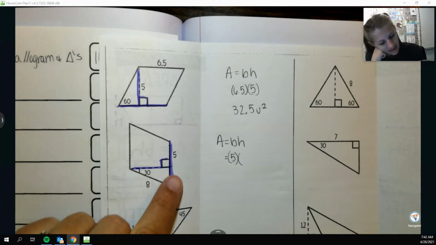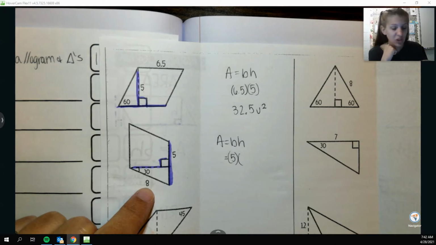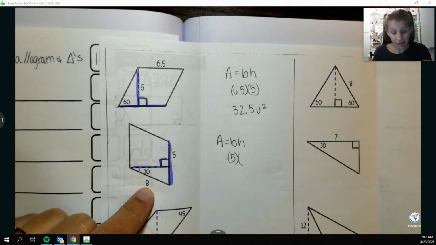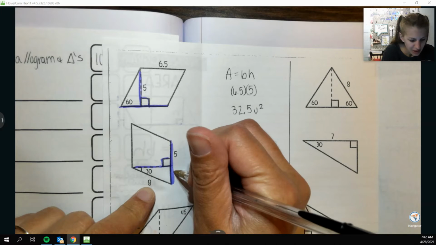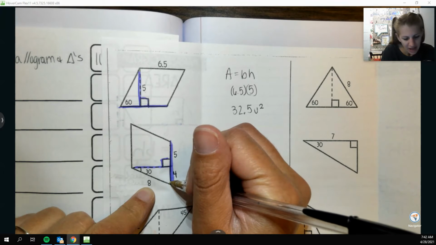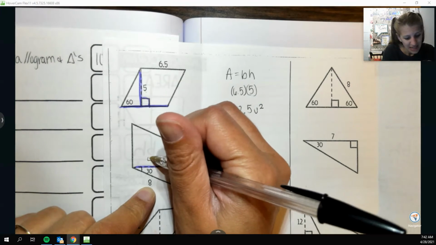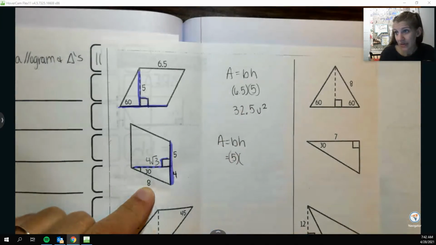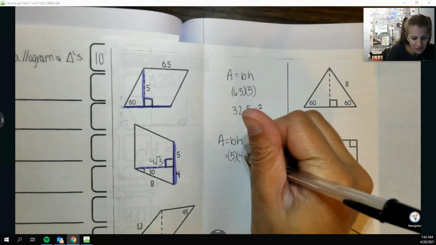And on that 30, 60, 90 right triangle, I have the hypotenuse, which is double the length of the smaller side. And so the smaller side over here would be 4. And then across from the 60, you're going to have that root 3 thing. So I can see that my height is 4 root 3. And so now I know my height is 4 root 3.